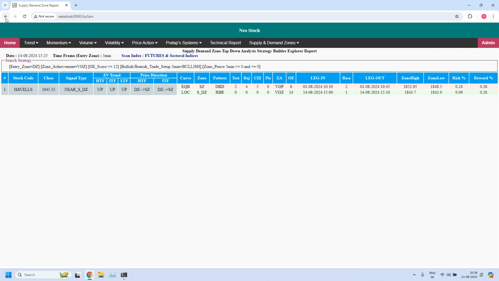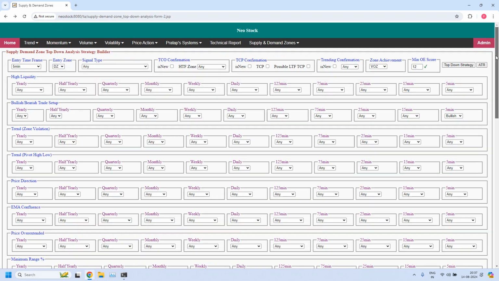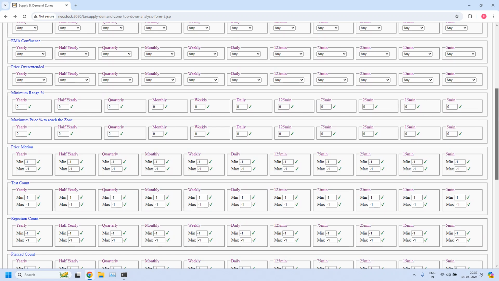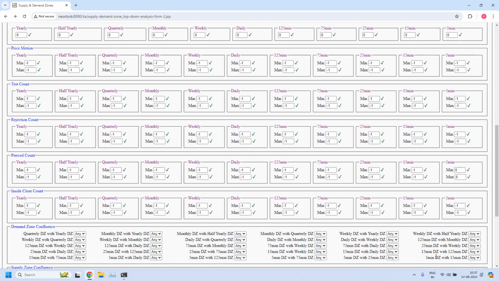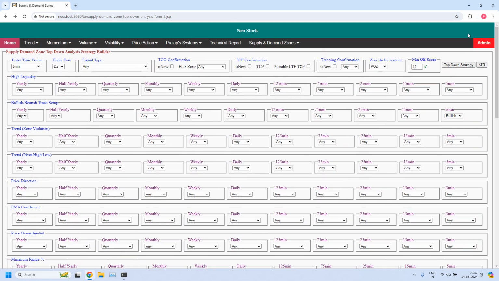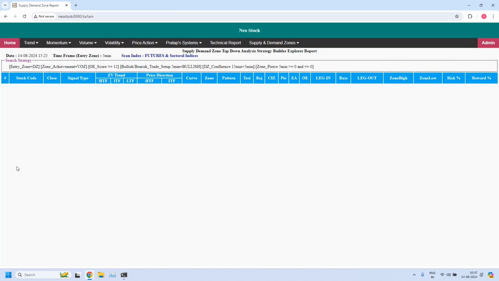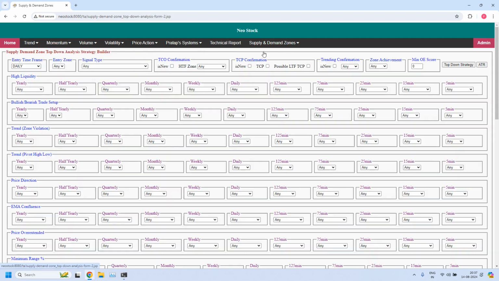So let's verify whether it is having confluence with ITF time frame. ITF is 15 minutes time frame. So demand zone confluence, 5 minutes demand zone with 15 minutes demand zone enabled. Let's verify. So that is not having any confluence with the 15 minute zone. Okay, fine.